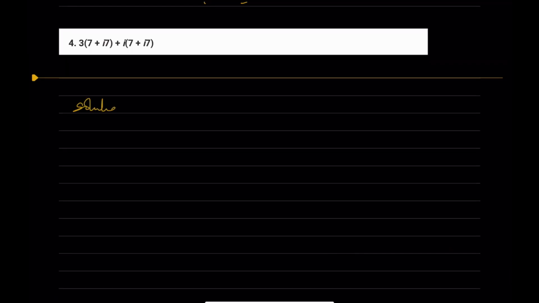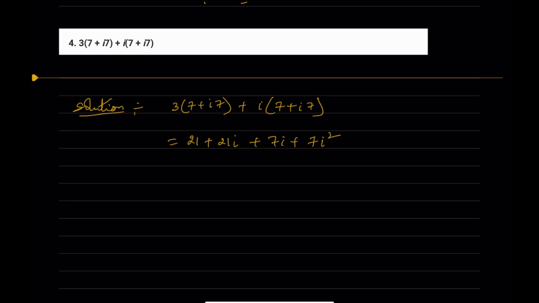This problem, how to find this solution, we'll see. It's given that 3 into 7 plus 7 iota, plus i into 7 plus 7 iota. What is this equal to? So we multiply 3 inside: 3 sevens are 21, plus 21 iota, plus 7i, plus 7i square. And we know that root of minus 1 is equal to iota, and minus 1 is equal to iota square.